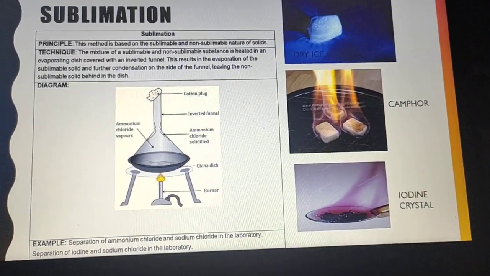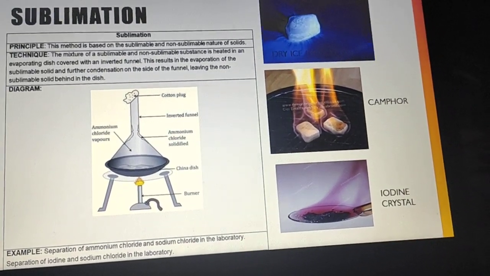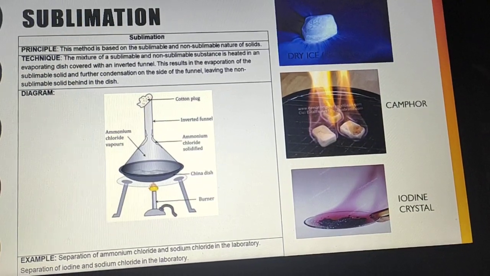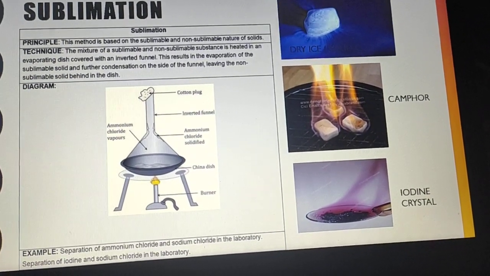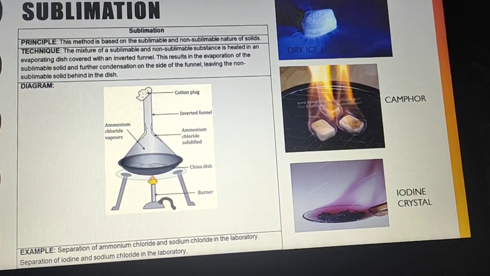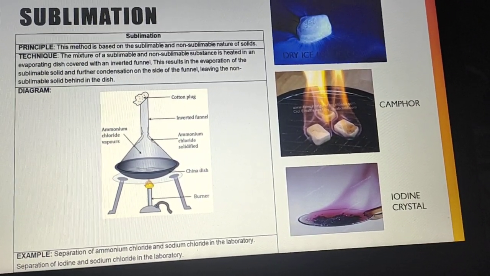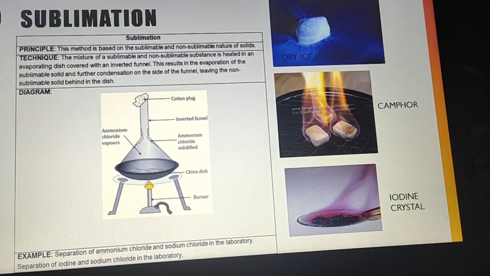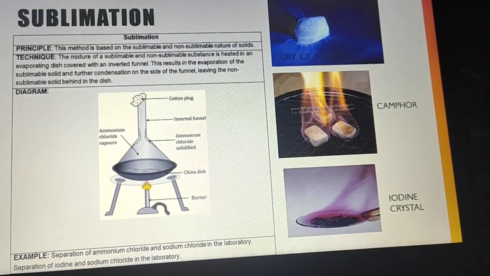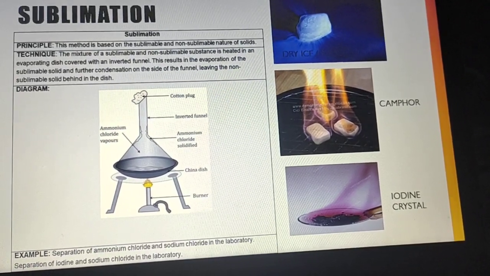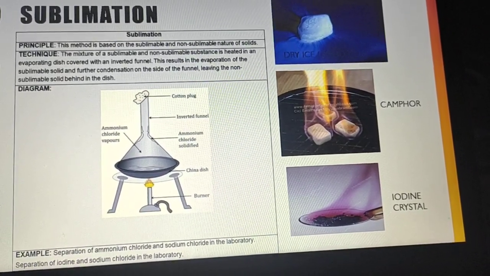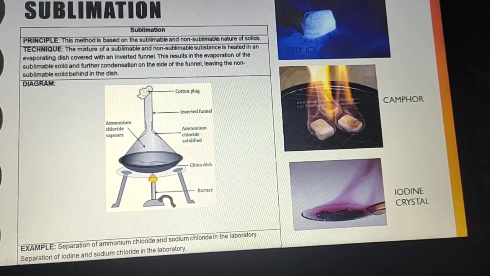Next is the sublimation process. You may also have done it in your first chapter. So here is a technique. This method is based on the sublimable and non-sublimable nature of the solid. The technique is that a mixture of sublimable and non-sublimable substances is heated in an evaporating dish covered with an inverted funnel. This results in the evaporation of the sublimable solid and further condensation on the side of the funnel, leaving the non-sublimable solid behind in the dish.